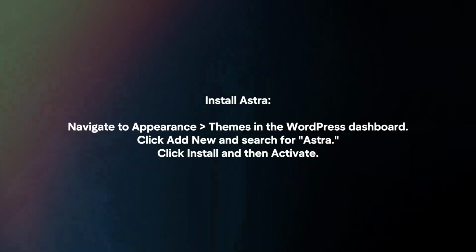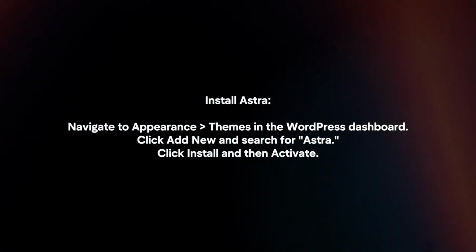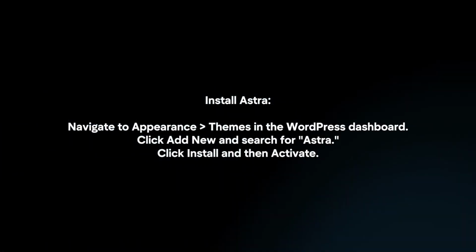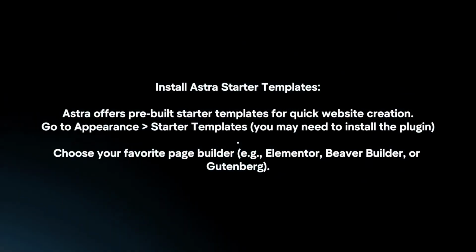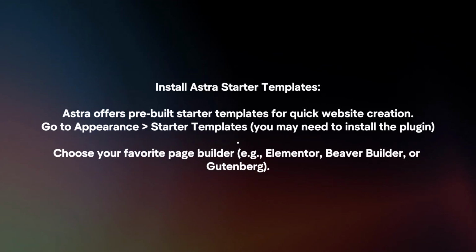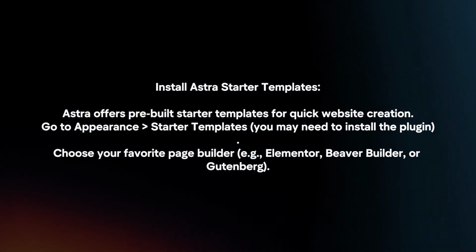Install Astra. Navigate to Appearance, Themes in the WordPress dashboard. Click Add New and search for Astra. Click Install and then Activate. Install Astra Starter Templates. Astra offers pre-built starter templates for quick website creation. Go to Appearance, Starter Templates.